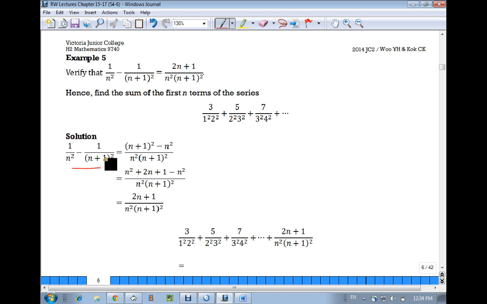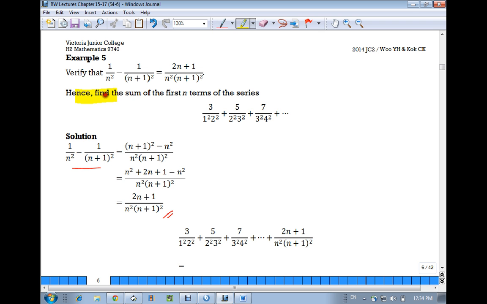To verify this is not difficult. I just make these two fractions have a common denominator, then combine the numerator and simplify it, and I will get this. Okay? Not difficult. Second part.